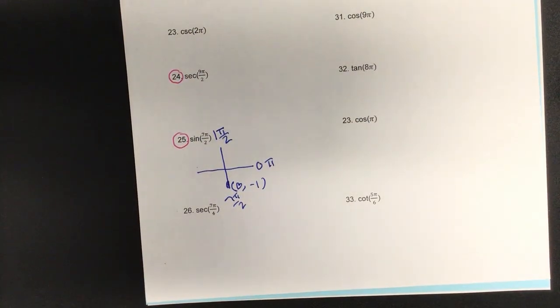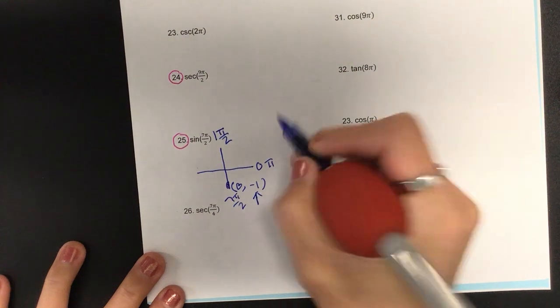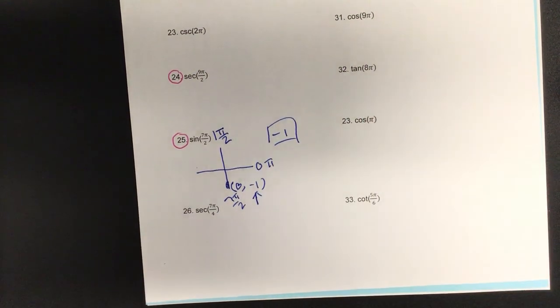And sine is the x value or the y value? The y value. What is the y value right here? The answer is negative 1 and done. And we already have that graphed on there, so I don't need to worry about the unit circle for that part.